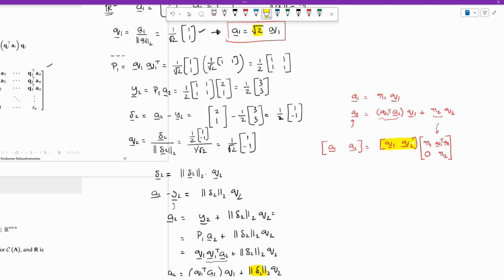I don't know if we talked about what an orthogonal matrix is. Did we talk about it? Probably not. Okay, we'll come to that. This is our Q matrix, which is an orthogonal matrix, and this is upper triangular.